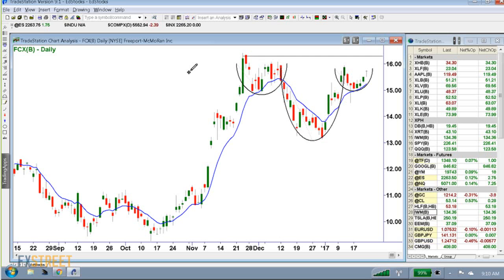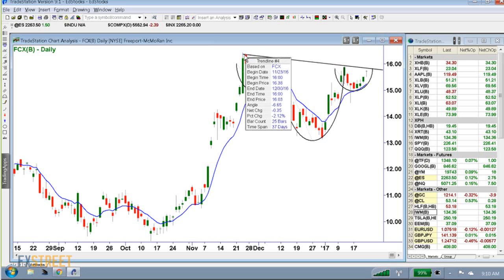A little bit of a sloppy neckline there, but I think you get the idea. This is how I would draw it right now. This is FCX, by the way, Freeport-McMoRan, and it's a mining stock. Look at the way this took off after the election. Here's the election, the U.S. presidential election. And the thing just rips.